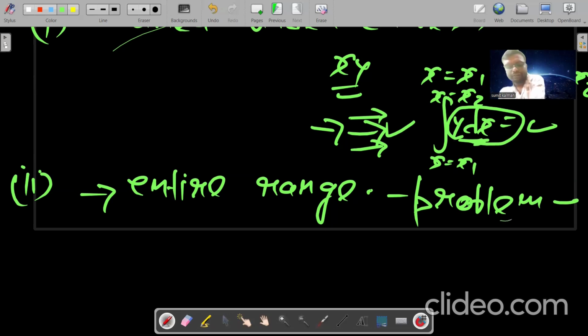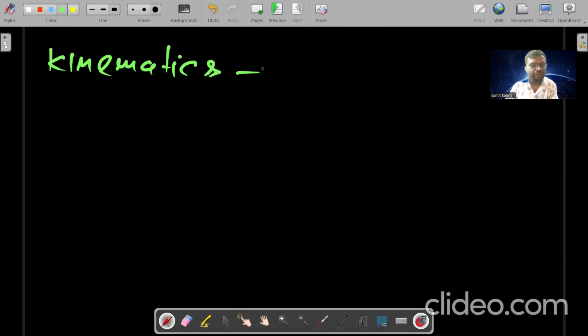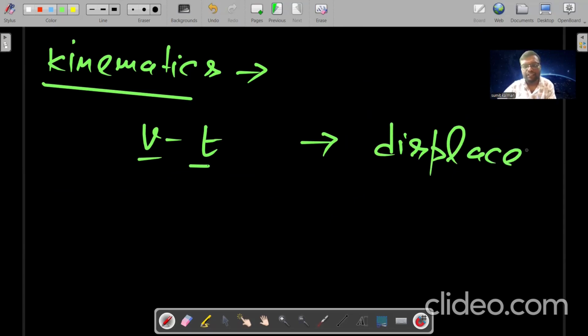And friends, in kinematics, we will study one unit, kinematics, in physics. This is the second unit, so I am not going into detail about kinematics. The area under the velocity time graph will represent what? Displacement, because displacement is equal to velocity into time.